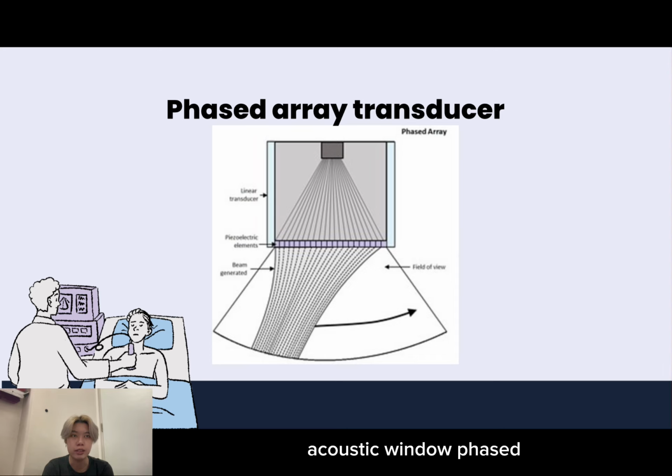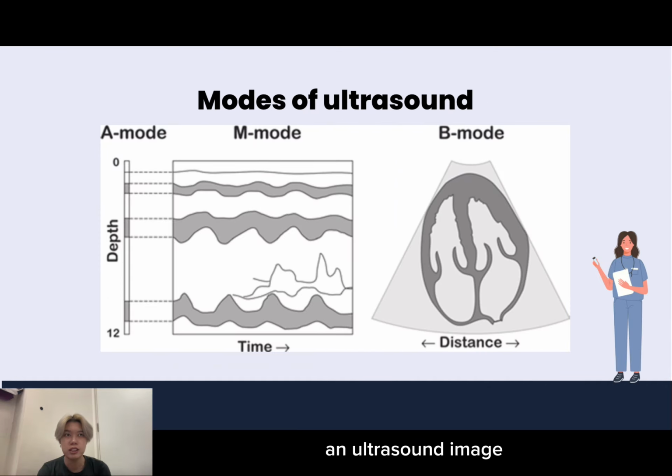Through a tiny acoustic window, phased array probes provide a high depth of field in a compact package, enabling ultrasonography to view deep structures. An ultrasound image is constructed from echoes returned from tissues, and there are three types of modes that are commonly used to display this information.